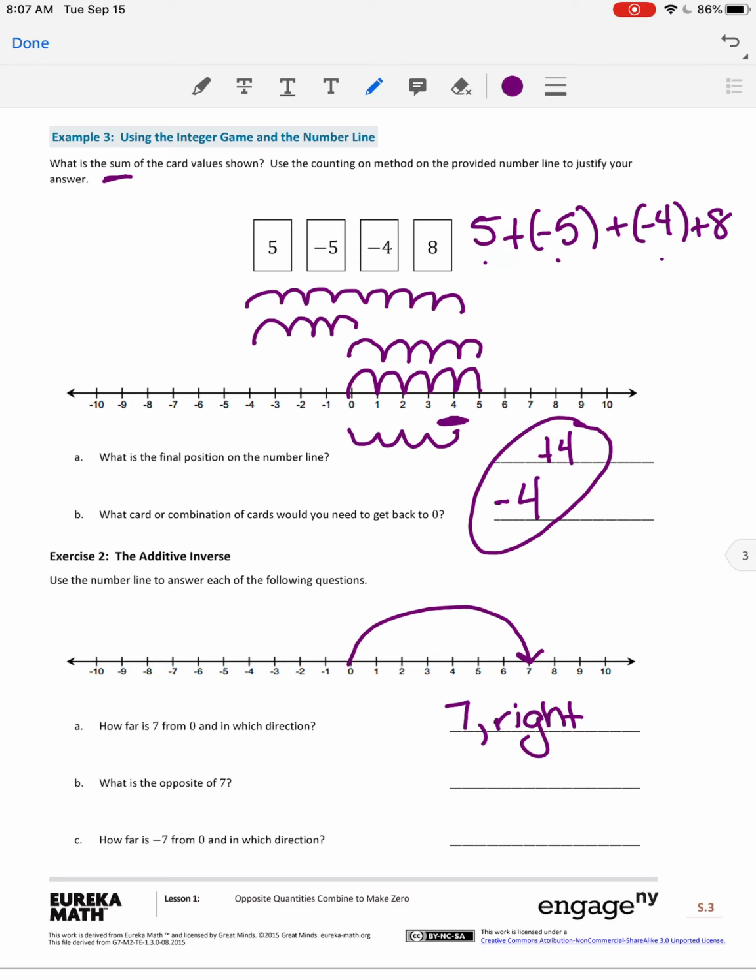What's the opposite of 7? Well, if this is +7, the opposite, the same absolute value on the opposite side of the number line, would be -7. And the last question says, how far is -7 from 0 and in what direction? Well, -7's right here. It's to the left. And it's 1, 2, 3, 4, 5, 6, 7 spaces.